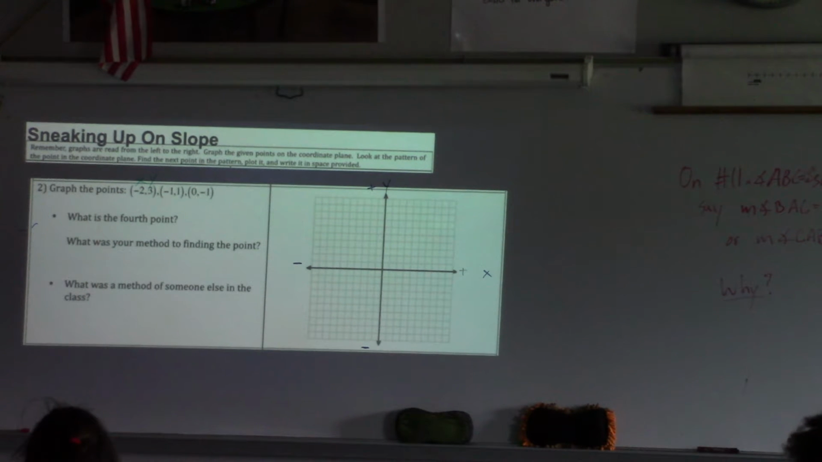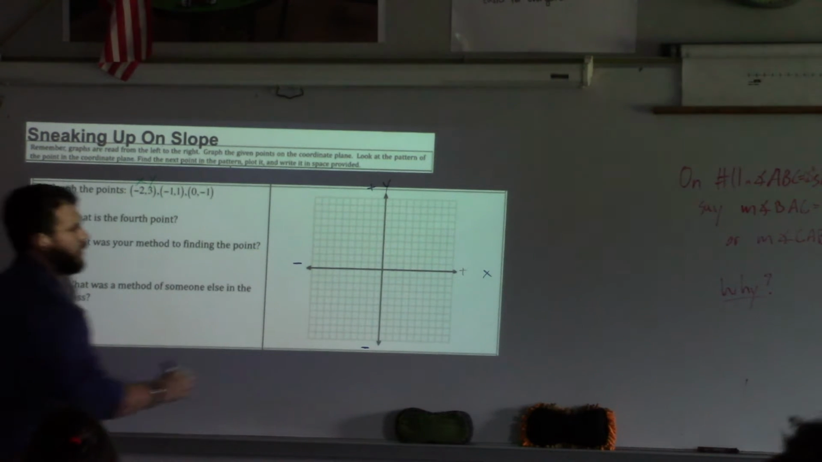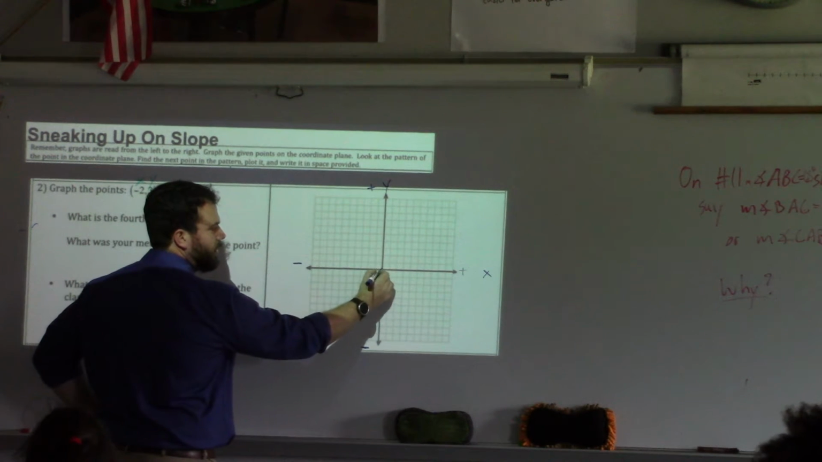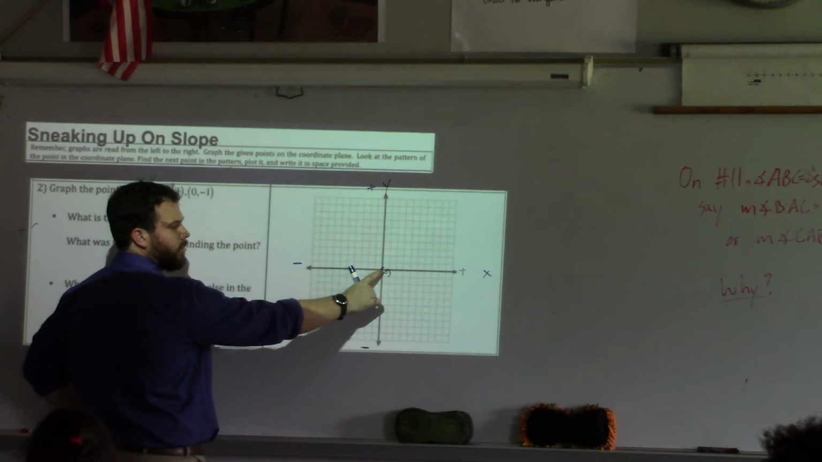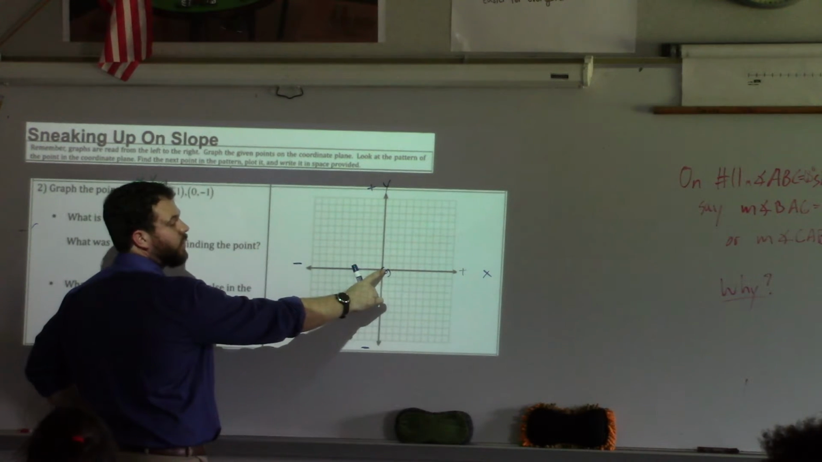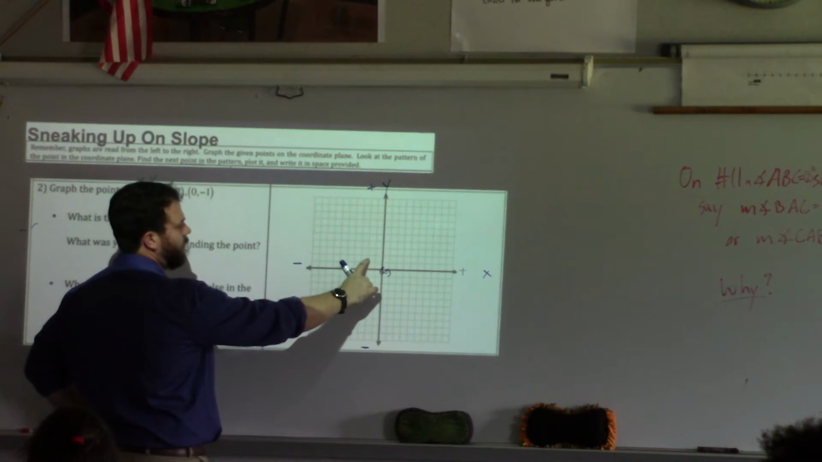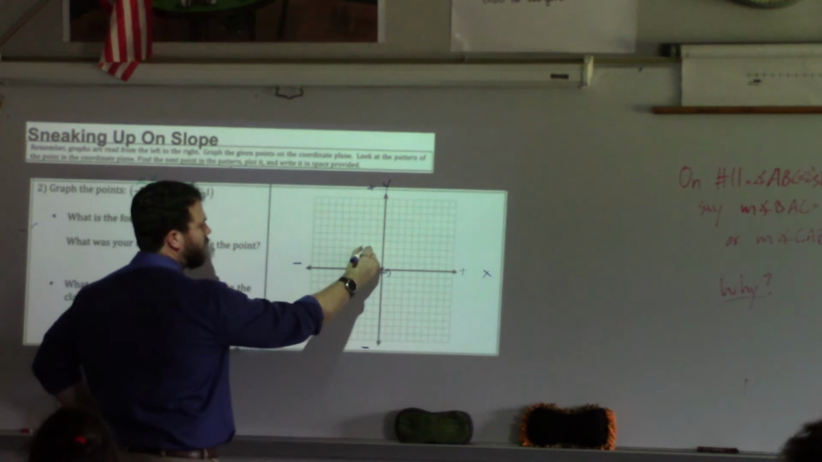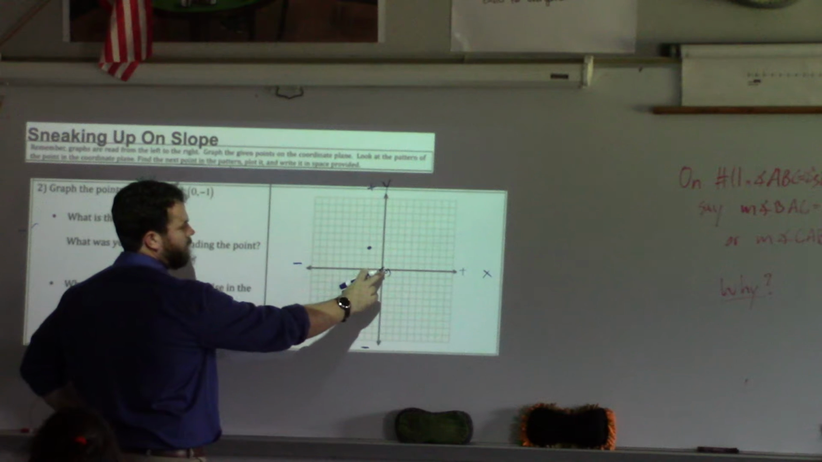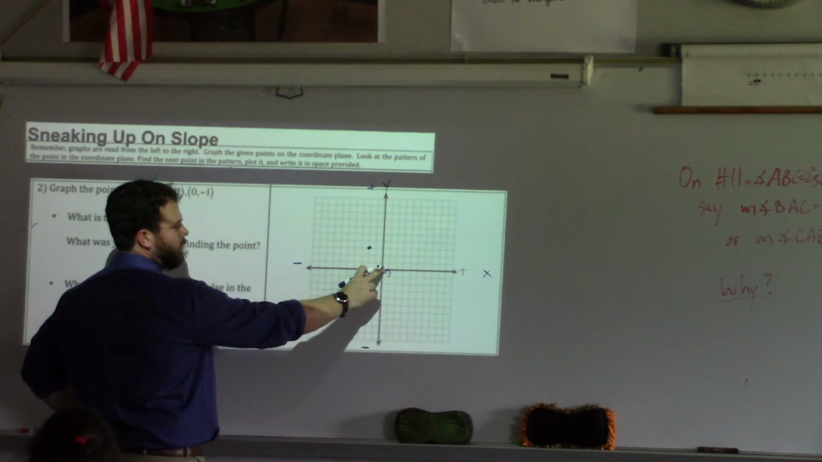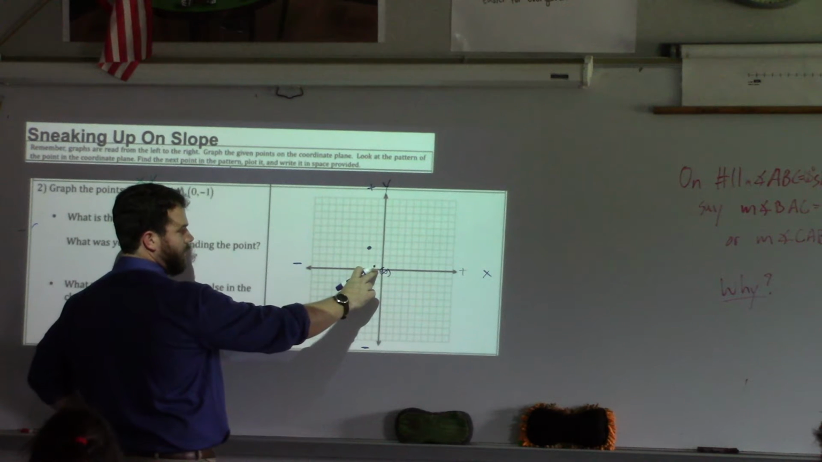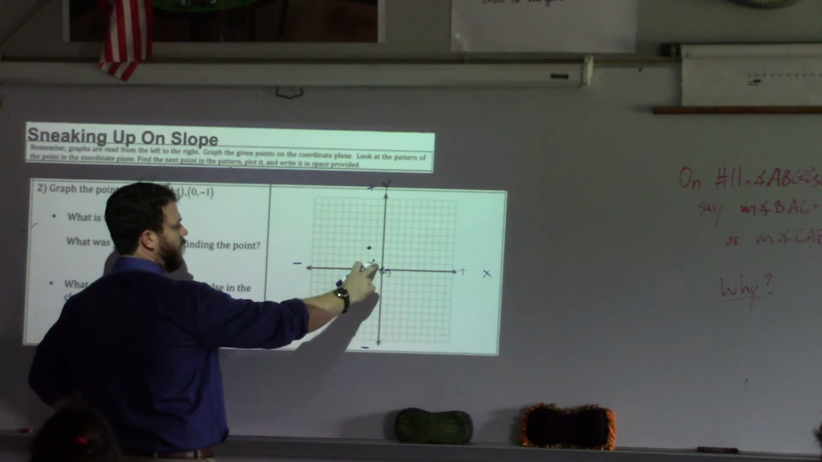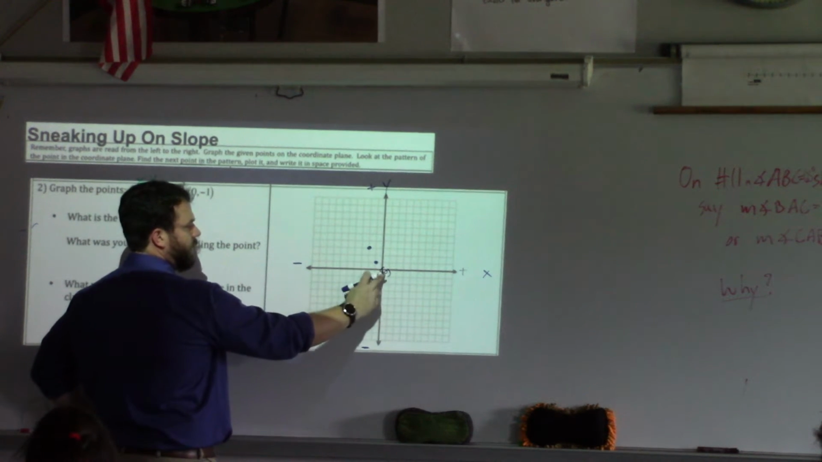So if I were to graph (-2, 3), I start at the origin. Remember, that's always (0, 0). Where am I going to go from there? Negative 2, so over 2. Which way over? To the left 2, and then up 3. There is a point. Then what's the next one? (-1, 1). So to the left 1, and up 1. And then (0, -1).